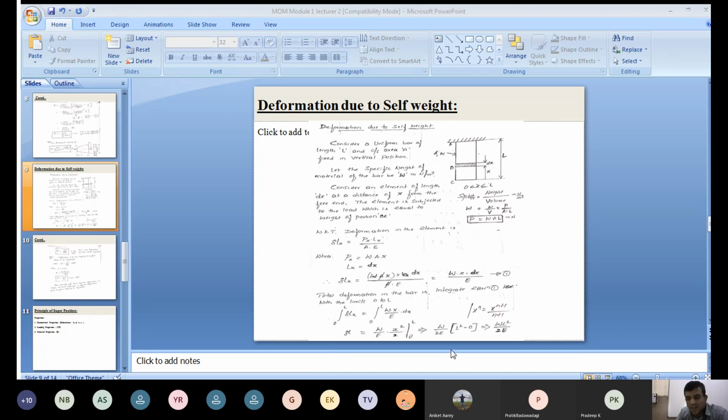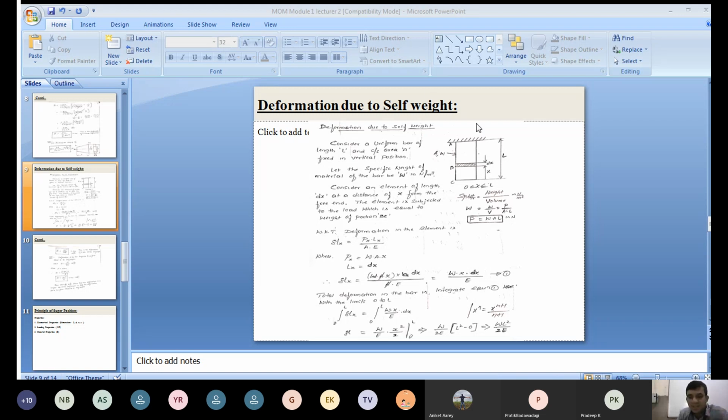Now the integration of x to the power of n is nothing but x to the power of n plus 1 divided by n plus 1. Now it becomes x square by 2. Apply the limit 0 to L. First apply the upper limit, then apply the lower limit, and finally you get WL square by 2E. Capital W here is the specific weight. Remember that. WL square by 2E.